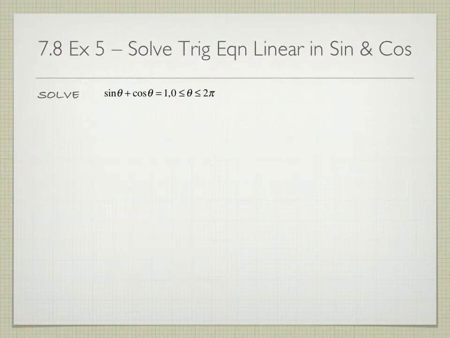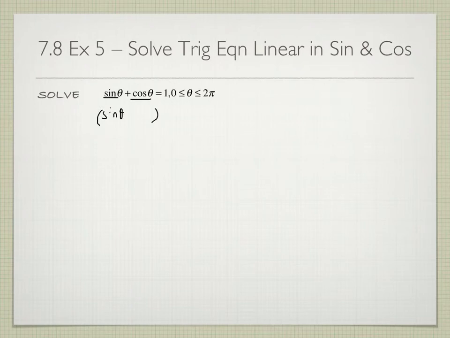And then example 5, this is the last example. How do we solve this type of trig equation when it's linear and we have a sine and a cosine? Okay, well, we can't really replace sine and cosine with anything, so let's try and square it and see what happens. Square both sides and see what happens.